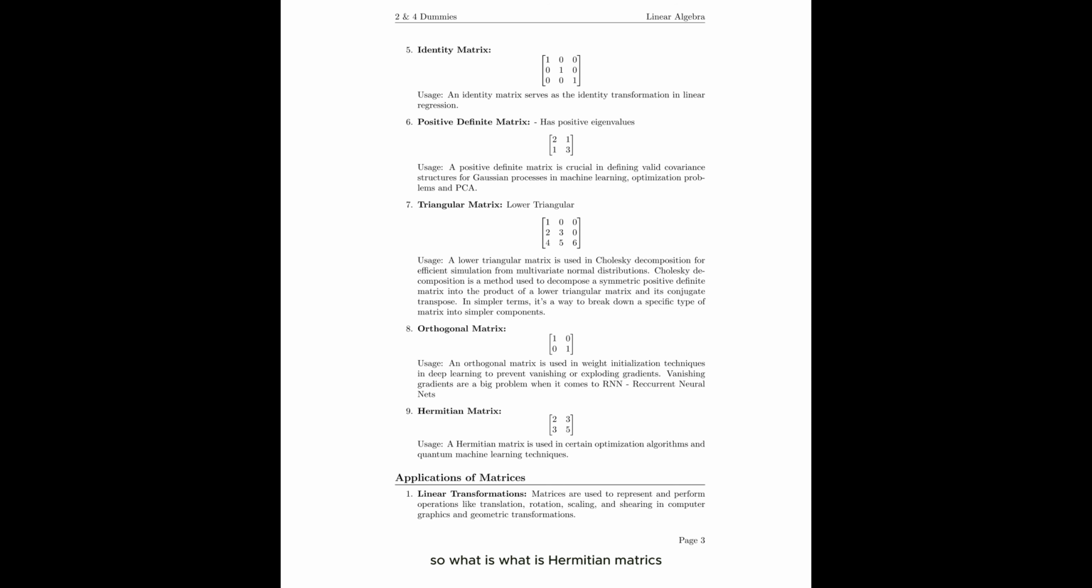So what is a Hermitian matrix? A Hermitian matrix is a matrix which is equal to its conjugate transpose. This kind of matrices are particularly useful in physics and some optimization problems in machine learning.